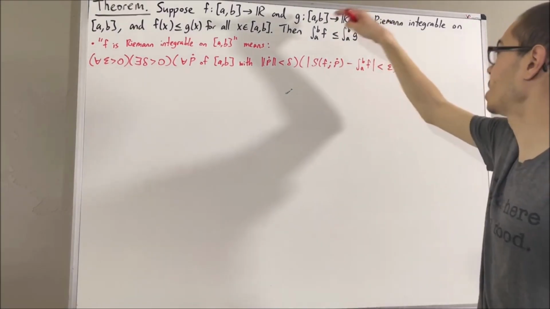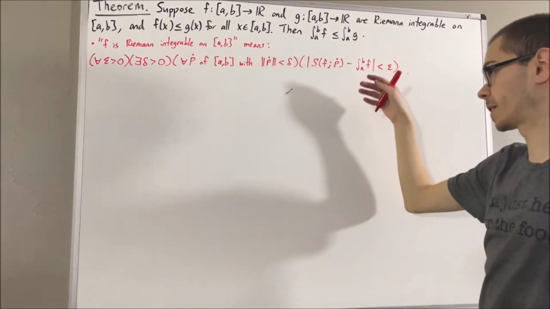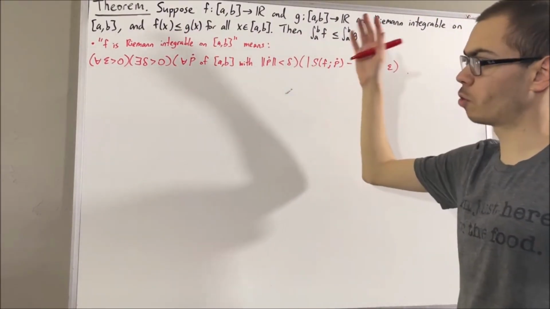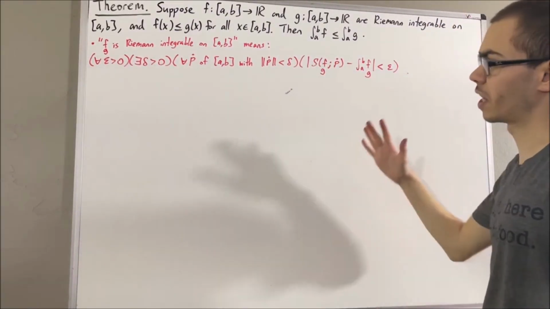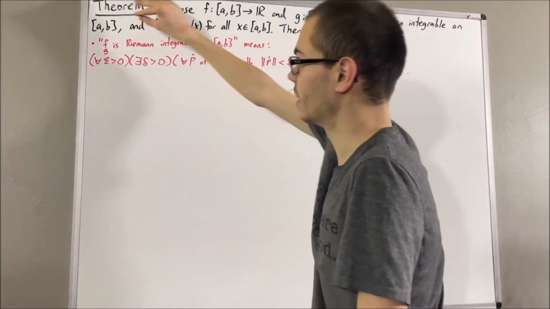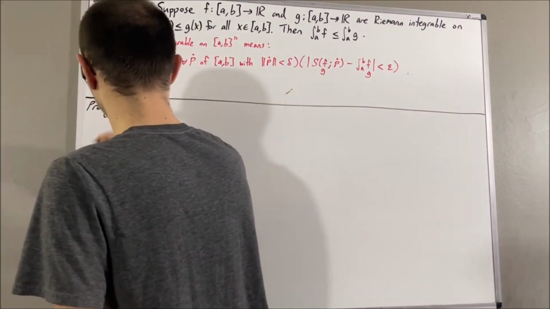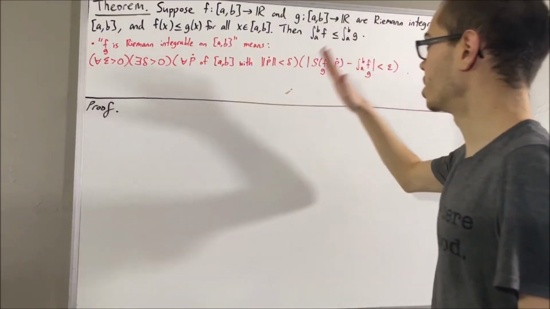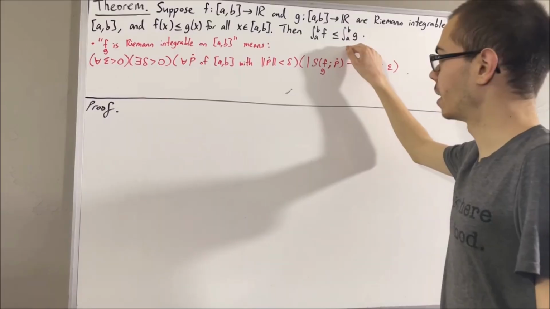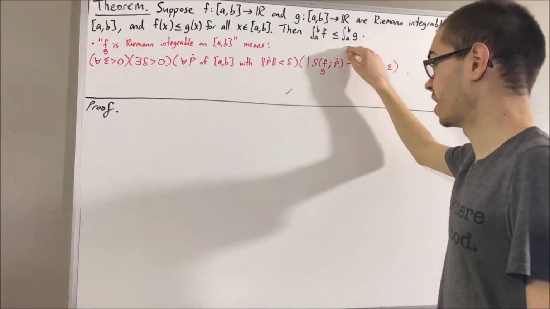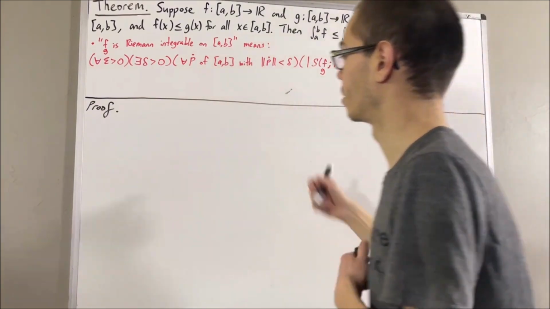Similarly, to say that g is Riemann integrable on [a, b] means the same thing as this. It's just, instead of dealing with the function f, we're dealing with the function g instead. Okay, so now let's get into proving this theorem. Now the whole goal is to prove that the integral of f is less than or equal to the integral of g. And to prove that, we'll assume for contradiction we instead have the integral of f is strictly greater than the integral of g.